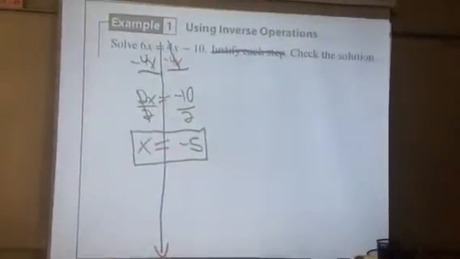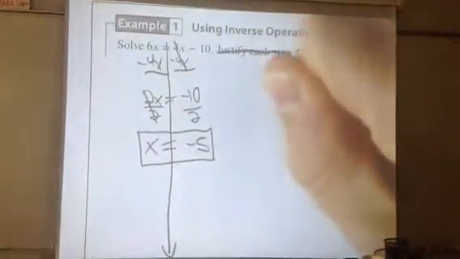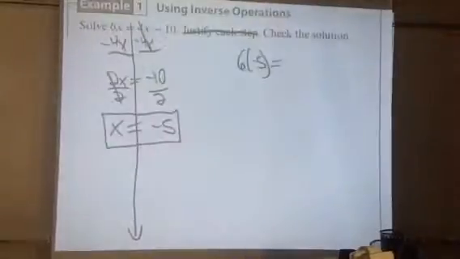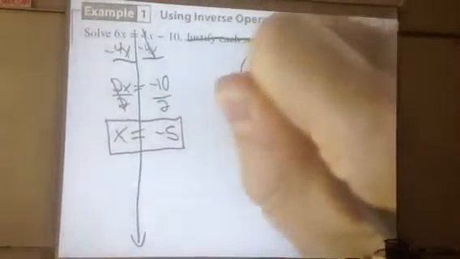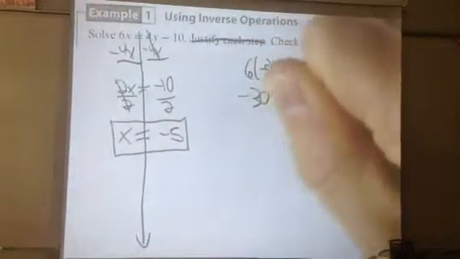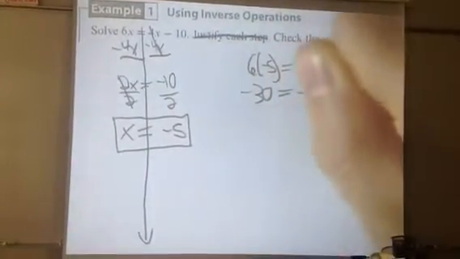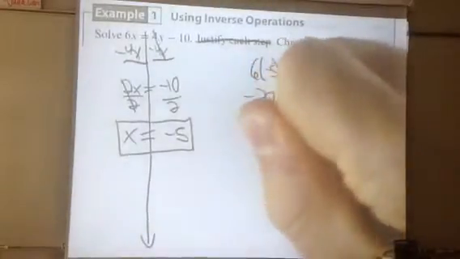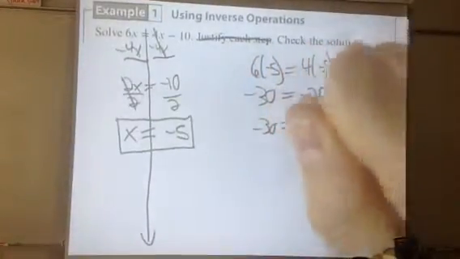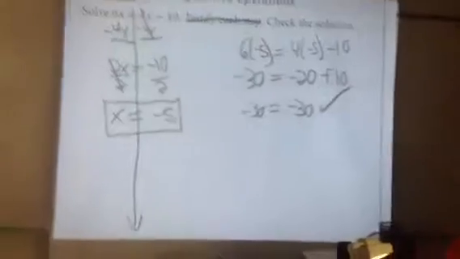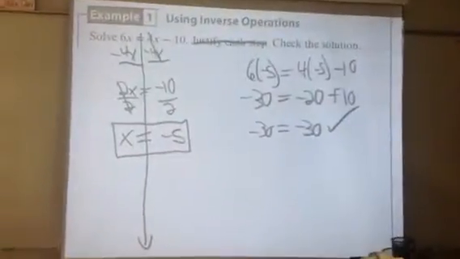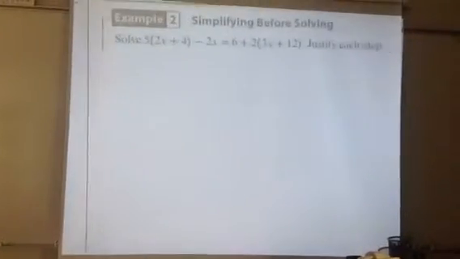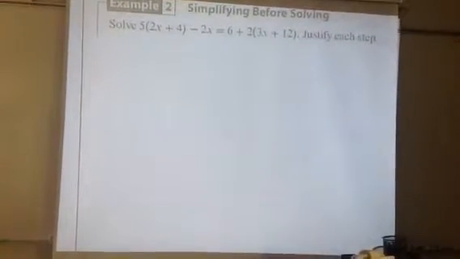It said to solve. We're not going to worry about justifying each step. And to check, I plug it back in. 6 times negative 5 equals 4 times negative 5 minus 10. 6 times negative 5 is negative 30, which equals 4 times negative 5, which is negative 20, minus 10. Change subtraction to addition, sign the second term. Negative 30 equals negative 30. That checks. My answer is correct. It's correct if when you plug it back in, you get that the left side is equal to the right side.